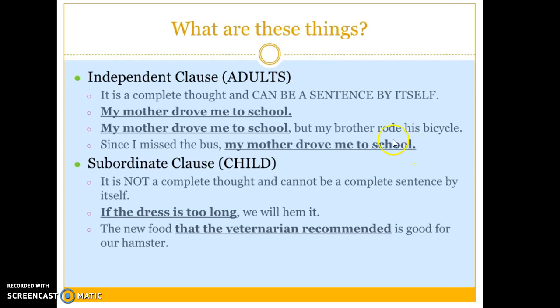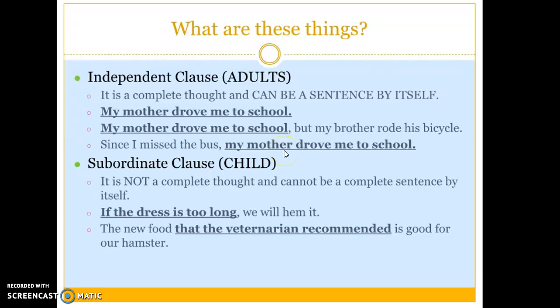So here are some examples. My mother drove me to school. That can be a complete thought, a complete sentence on its own, okay? So I can put a period here. It's living on its own, its little happy life. However, I can also add phrases to it. So my mother drove me to school, but my brother rode his bicycle. It does not change the fact that my mother drove me to school is still an independent clause because it could be a sentence by itself if it wanted to. I can also add, since I missed the bus, my mother drove me to school. My mother drove me to school, still an adult living on its own.